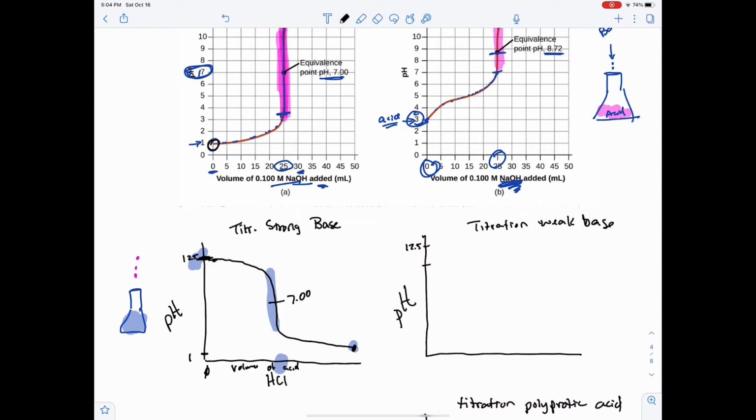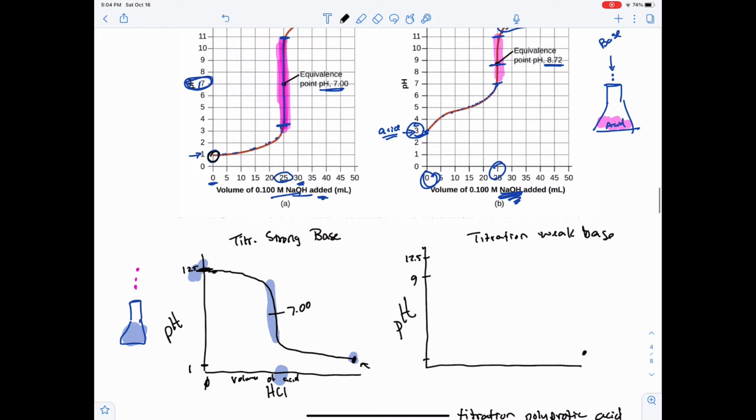And then if we do a weak base, you'll notice our weak base should not be 12.5, but like 9-ish. So we're going to start there. And then we still should end up at 1 because we've got a strong acid. And the weak bases, they have a little bit more of a curve to them than the strong ones. And so as you're watching, it kind of curves a little bit.